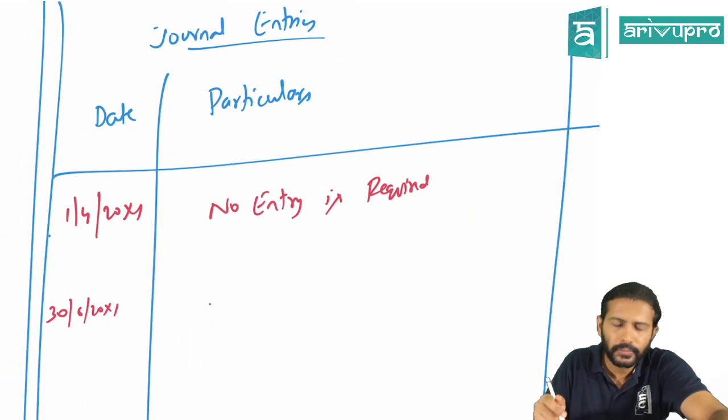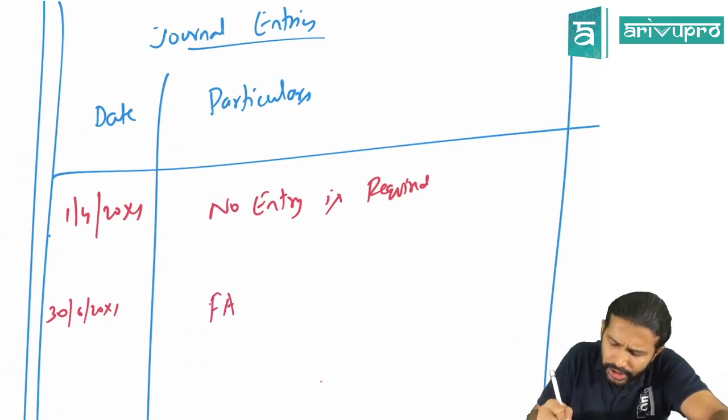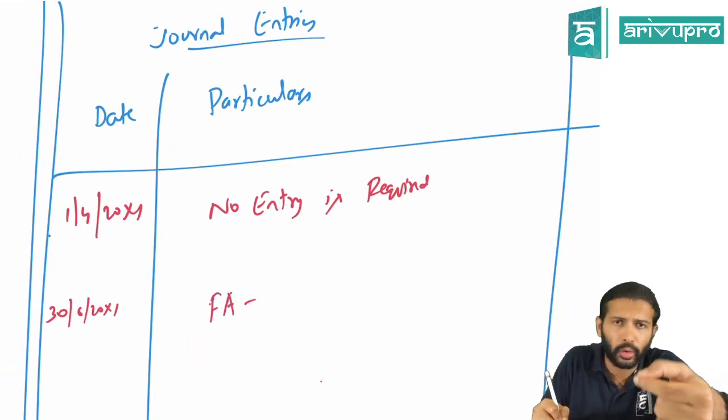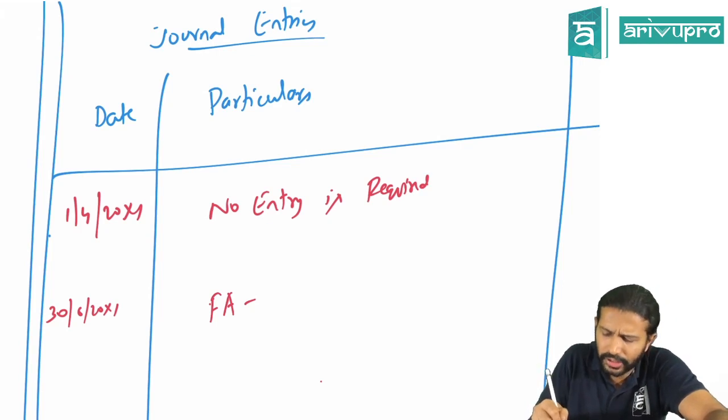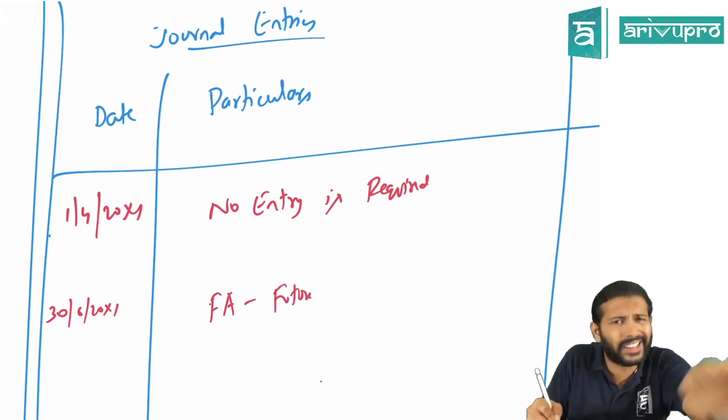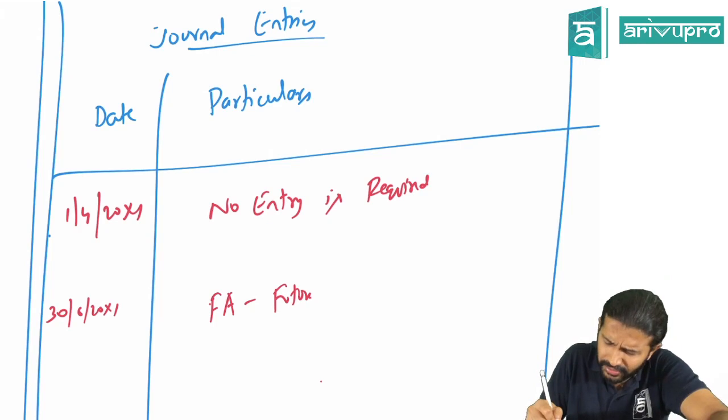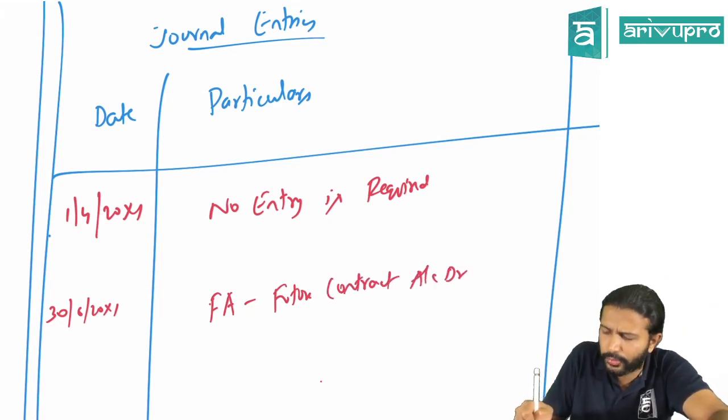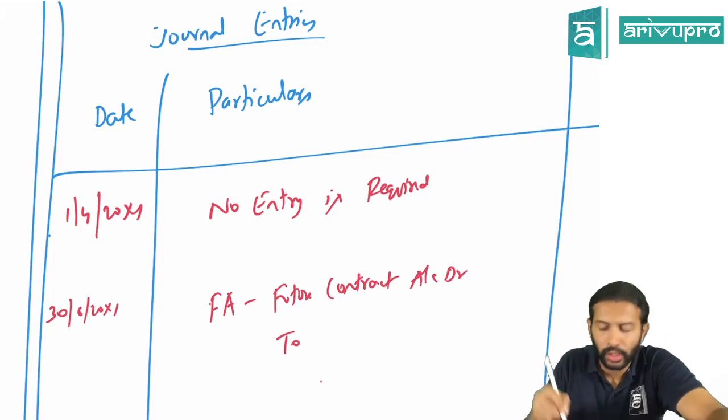You know this, right? So there is a gain. So your financial asset, you'll debit it. Now there is a fair value gain, right? So you'll write financial asset, future contract, or you can write derivative. In class we studied it as derivative, and study material is using future contract. So we'll write it like this: financial asset, future contract account debit. Okay, this is a gain.